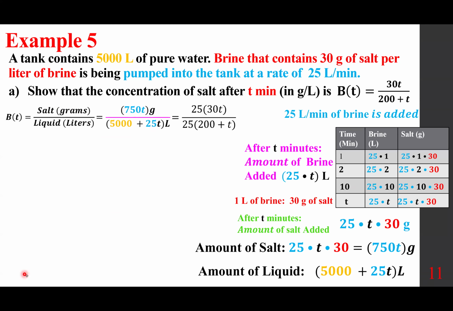And now we drop the common factor of 25. We are left with 30t over 200 plus t. And we just proved that the expression is absolutely correct. That's all we did. We just showed that the expression is correct, everybody.